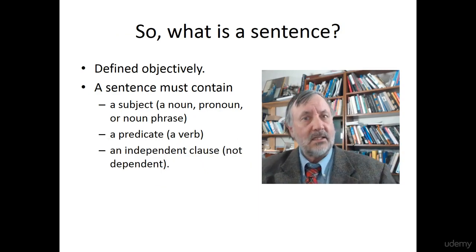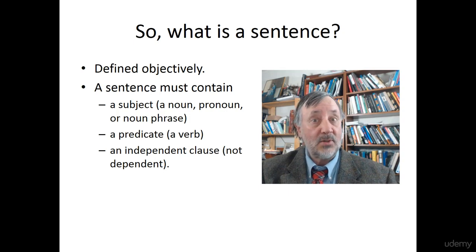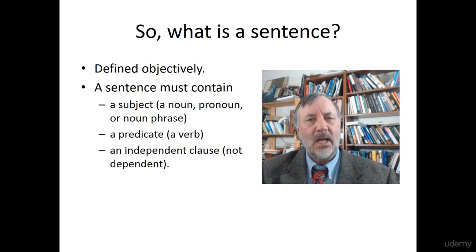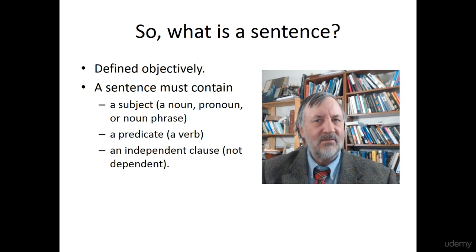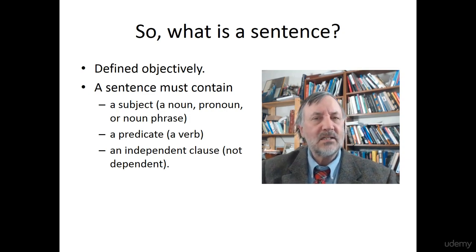So what is a sentence? Well, the fact is that a sentence can be defined quite objectively. There are three requirements for a sentence, and those are a subject, which is either a noun, a pronoun, or a noun phrase. And I'm going to be explaining all of these. A predicate, which is a verb acting in a particular way in the sentence. Not just any verb, but a very particular kind of verb fulfilling a particular role in the sentence, and what's called an independent clause. So, three requirements. And once we learn those, we'll be able to tell immediately whether a group of words is a sentence or not.